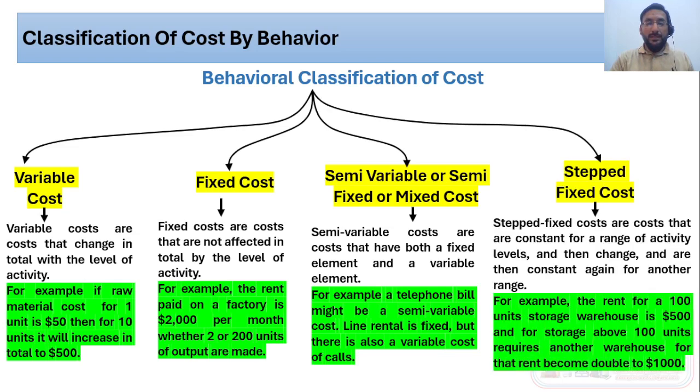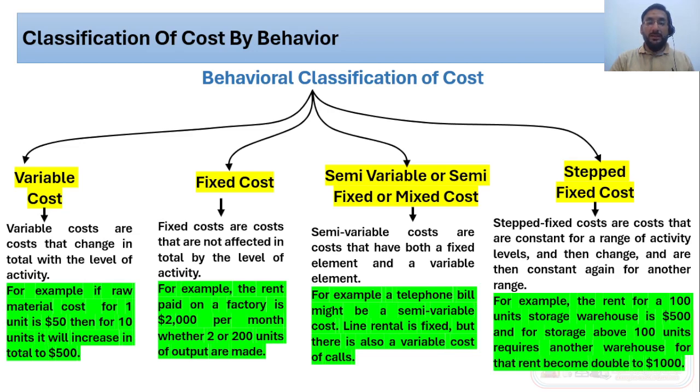The fourth category is step fixed cost. Step fixed costs are costs that are constant for a relevant range of activity. Let's take an example of a warehouse. For example, the business has arranged a warehouse on rent, and the rent is $500, and the warehouse capacity is to store a maximum of 100 units. So from the storage of 1 unit to 100 units, this is the relevant range. This is the first range.